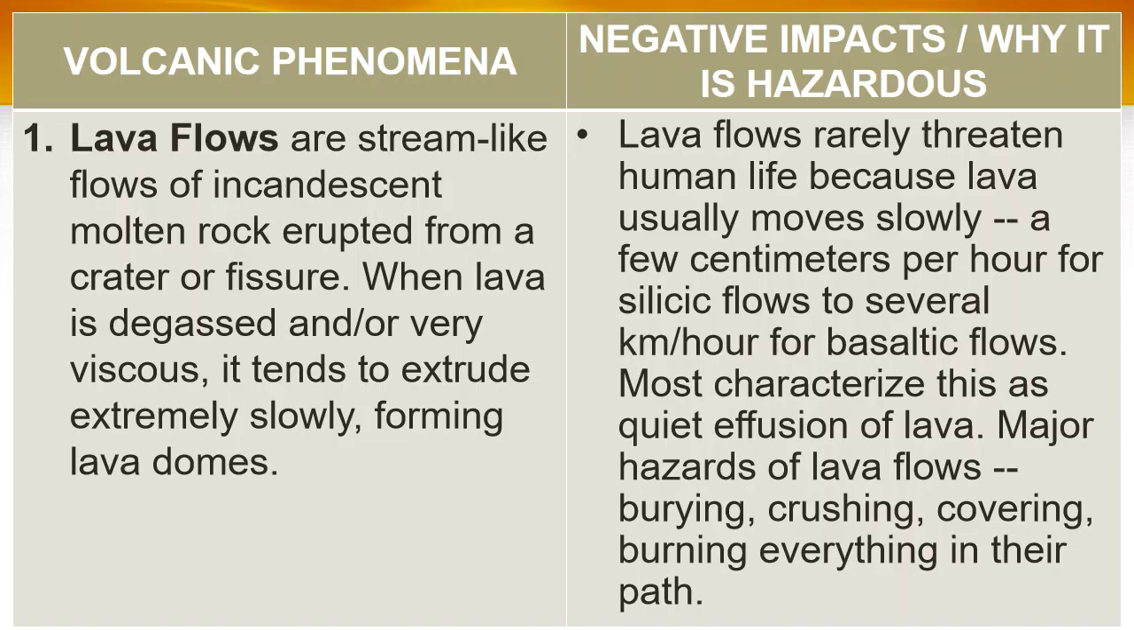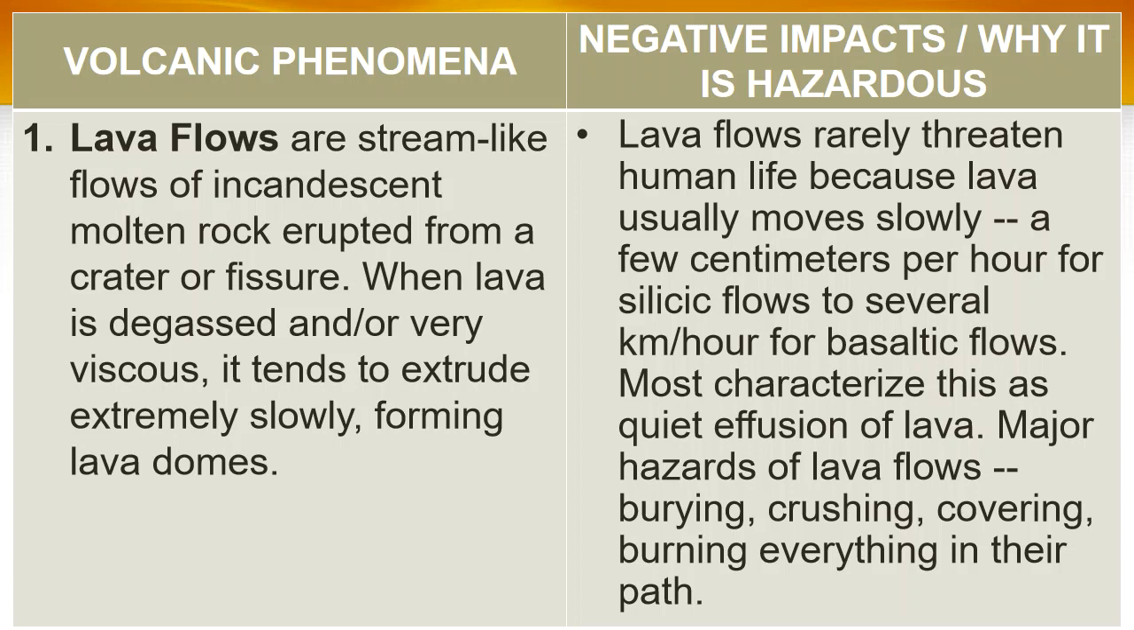The first hazard that we have is lava flows. These are stream-like flows of incandescent molten rock erupted from a crater or fissure. When lava is degassed and very viscous, it tends to extrude extremely slowly, forming lava domes.